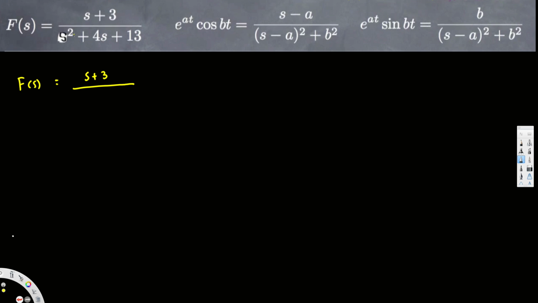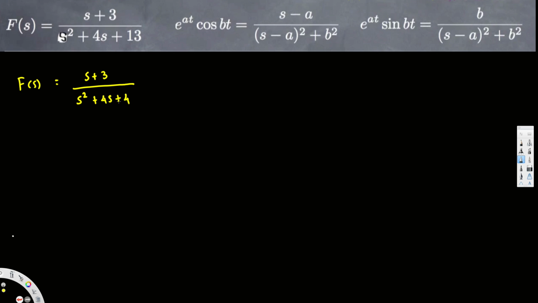And if you look at this denominator, we have s squared plus 4s plus 13. But in order to transform this into this pattern, we have to have (s minus a) squared plus b squared. This is near a perfect square trinomial, but the last term is not matching, because we need a squared plus 2ab plus b squared. In our case we have the a squared plus 2ab pattern, but we don't have the b squared. So to get that, we can add a number here. So this is going to be s squared plus 4s plus 4.